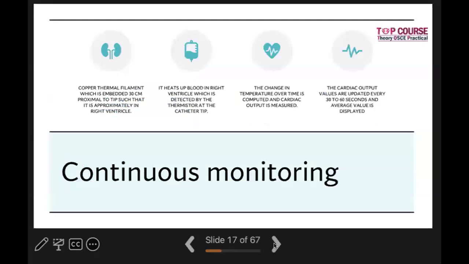And we saw that the pulmonary artery catheter can intermittently calibrate the system with cold saline and measure the cardiac output, and it can also continuously measure the cardiac output. How? Because of the copper thermal filament, which is embedded 30 centimeters proximal to the tip, so that it is approximately in the right ventricle. This copper filament heats up the blood in the right ventricle, which is detected by the thermistor at the catheter tip, and the change in temperature over time is computed by the same equation. The cardiac output is updated every 30 to 60 seconds, and an average value is displayed. This is how the pulmonary artery catheter continuously monitors the cardiac output using the copper thermal filament.